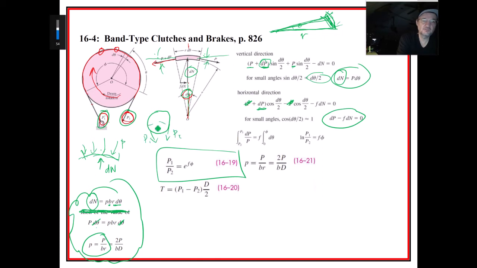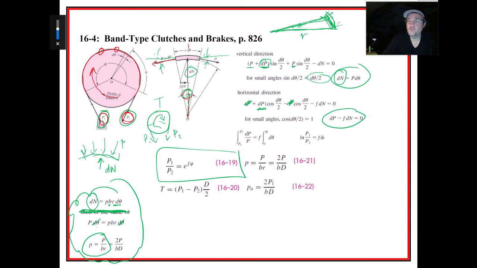And here's the moment arms of those two things. And there's going to be an external torque placed onto this thing of T. And so the sum of the moments about there would end up giving us this torque. That's not tension, by the way. The capital T is the torque. So the torque by the brake is going to be equal to the difference in the belt tensions times the radius, or the diameter divided by 2.